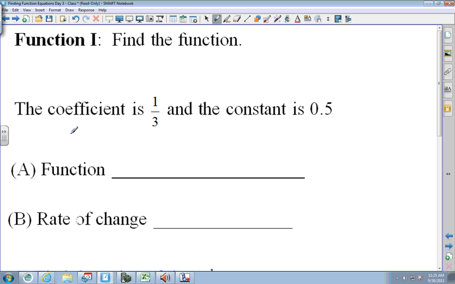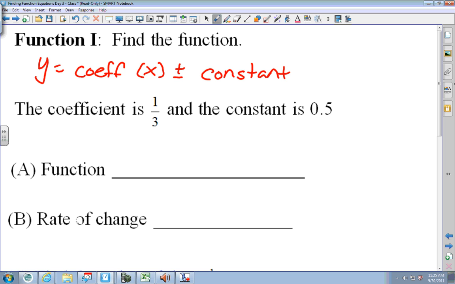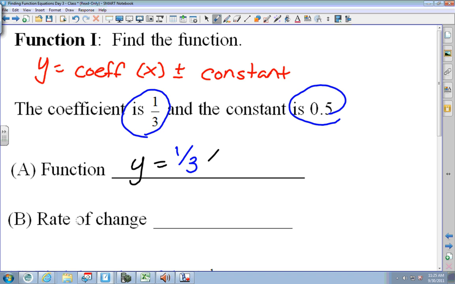This one's fun. Take a minute and try and think about what you would do to be able to figure this out. You should know that y equals the coefficient times x plus or minus the constant. Well, heck, you don't even have to do anything. Look, it tells you the coefficient. It tells you the constant. So my equation, y equals, the coefficient is 1/3. Then you put x. The constant is plus 0.5.